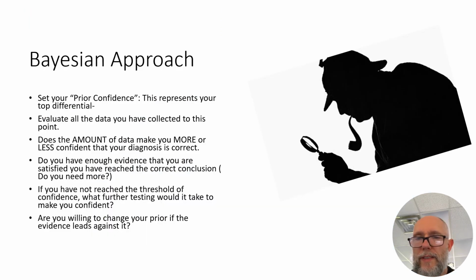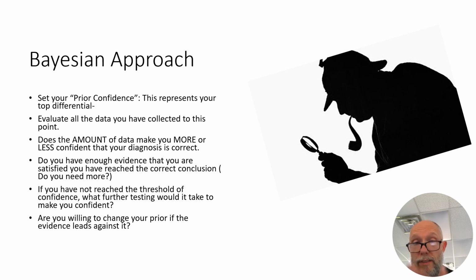So we're going to use a Bayesian approach, or that's my recommendation to you guys. The first thing that you do in a Bayesian approach is you need to set your prior confidence. So this means you need to order your differential from most likely to least likely. And then what you want to do is evaluate all the data that you've collected to that point. So whatever they did in the ER or whatever came with the patient to the hospital. And you need to ask yourself, does the amount of data that you have make you more or less confident in the diagnosis that you think is probably the thing?